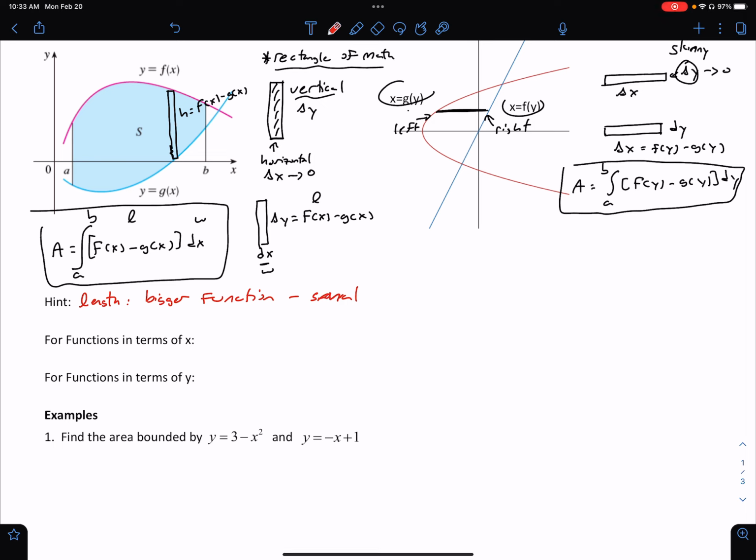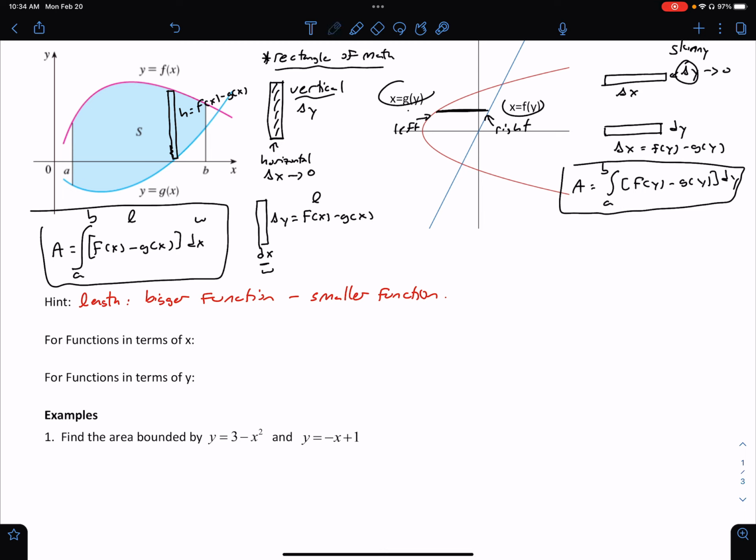Let me rewrite that. There we go. So what do I mean by that? Well, very simple. If we look at the first one, the bigger function has the bigger y values, while the smaller function has the lower y values.